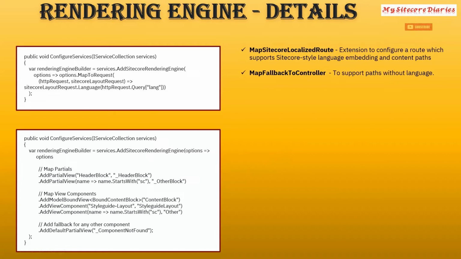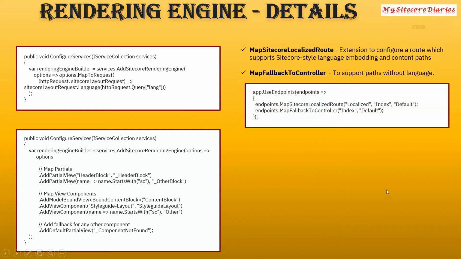Then there is another method called map Sitecore localized route extension to configure a route which supports Sitecore style language embedding and content bar. Sitecore has its own language embedding, right? So for that you have map Sitecore localized route, and map fallback to controller to support a path without language. There might be a case where you will not have the language in the path, so for that, map fallback to controller. This is how it is added. These are the two endpoints: one is map Sitecore localized route, for Sitecore with the language embedding, and another one is without a language.